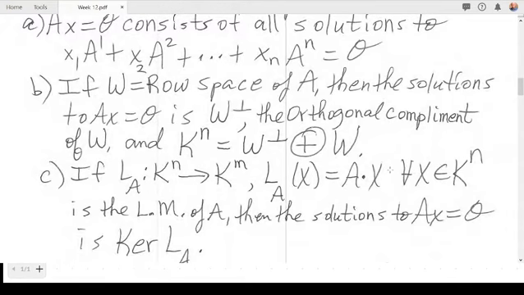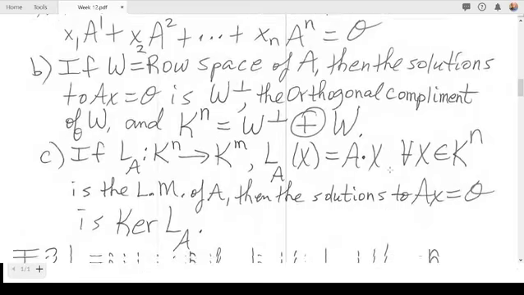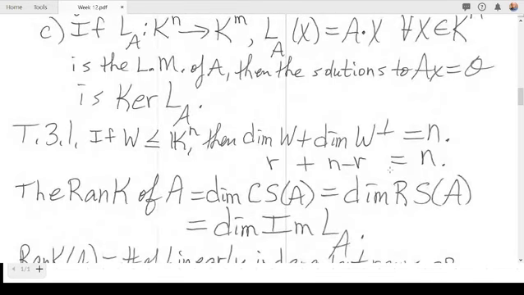Third, if L sub A is the linear map going from Kn to Km, then the solutions to AX equals 0 is the kernel of L sub A. And we have our usual theorem 3.1, where if W is a subspace of Kn, then the dimension of W plus the dimension of W perp equals n.